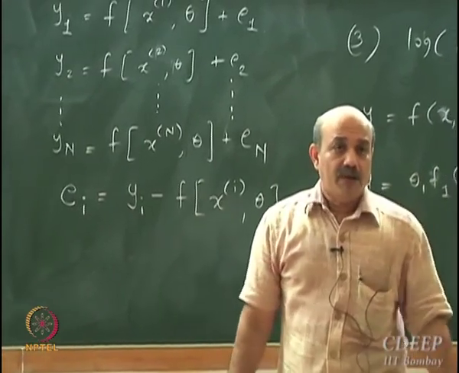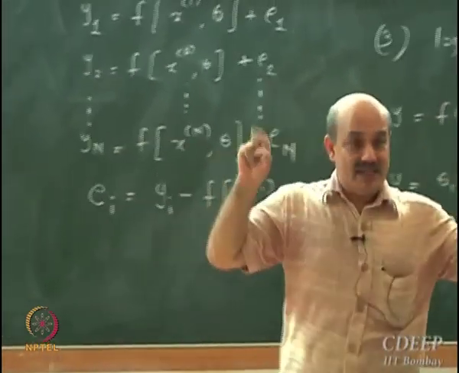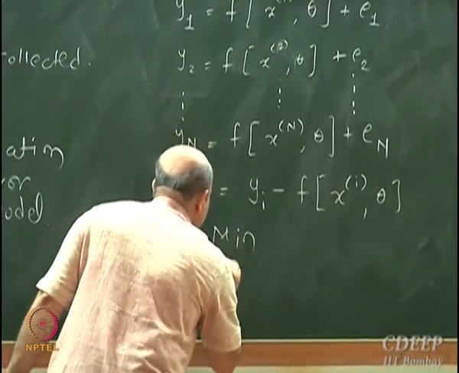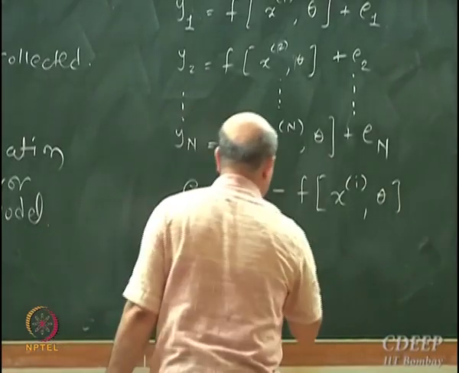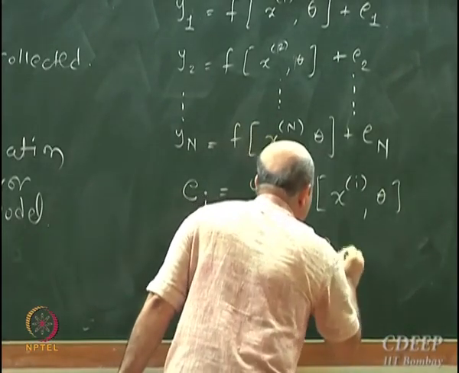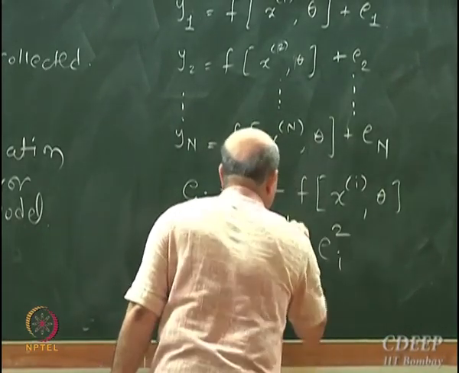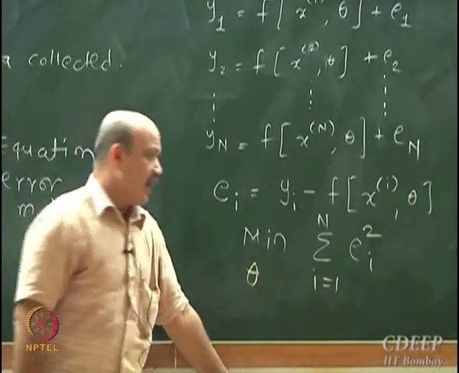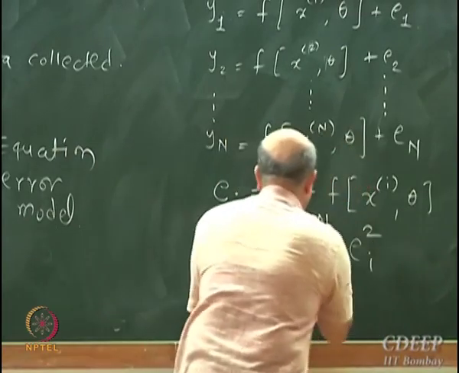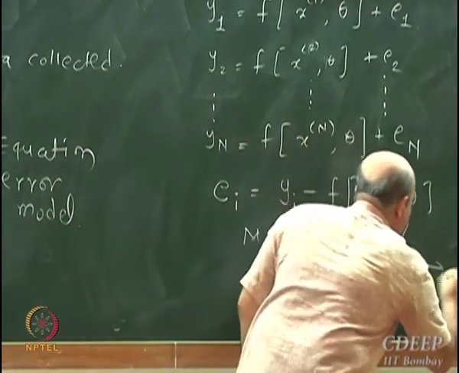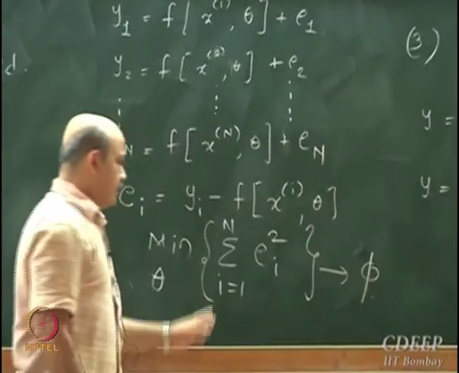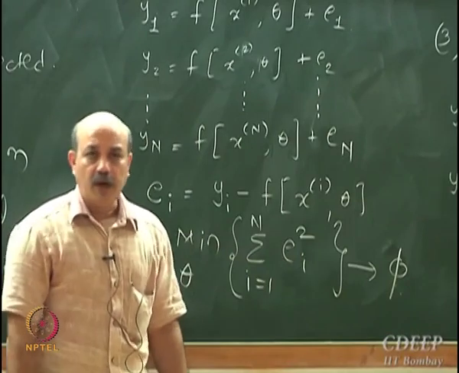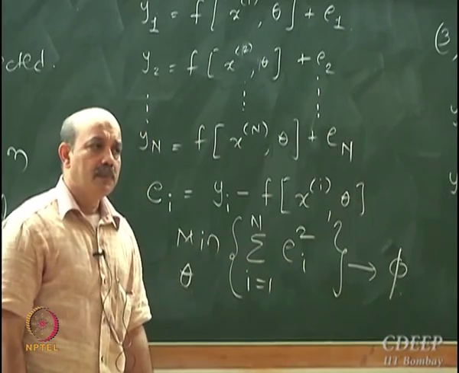Now, the way I want to estimate theta is again by least squares. So, I want to minimize with respect to theta, sigma ei square, i going from 1 to n. Okay, let's call this objective function phi. This is my objective function. Okay, how do you solve this problem?